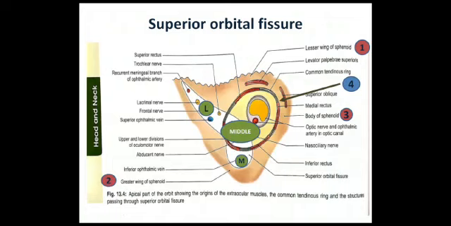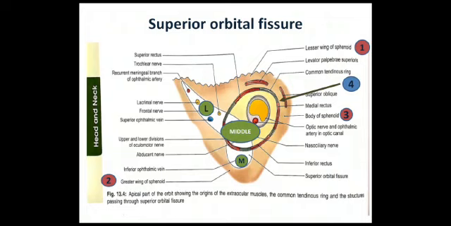So before going on to the attachments of the various muscles, let us know something about the superior orbital fissure, which you are going to see from the orbital surface. This is bounded superiorly by the lesser wing of the sphenoid, which is demonstrated as number 1, inferiorly by the greater wing of the sphenoid, which is demonstrated as number 2, and medially by the body of the sphenoid, which is demonstrated as number 3.